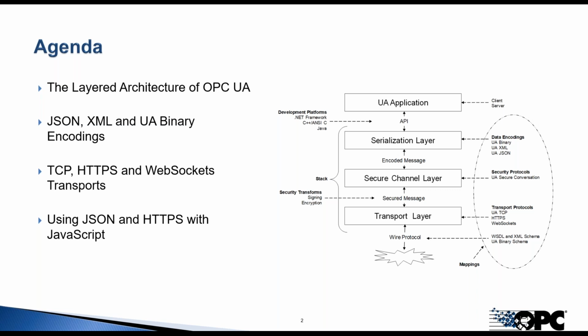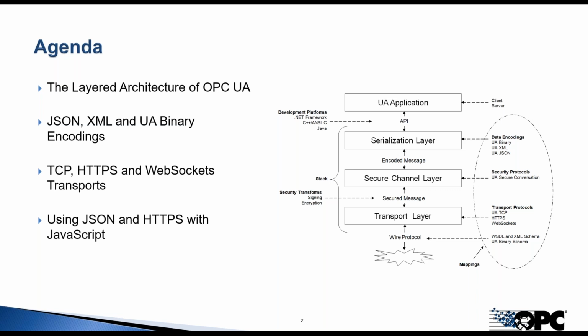But in order for you actually to build a real application, you have to have a way to get that information between two different applications. And that's where the Part 6 definitions come in. These are mappings. Part 6 is all about mappings to specific technology. And these mappings have three different components.